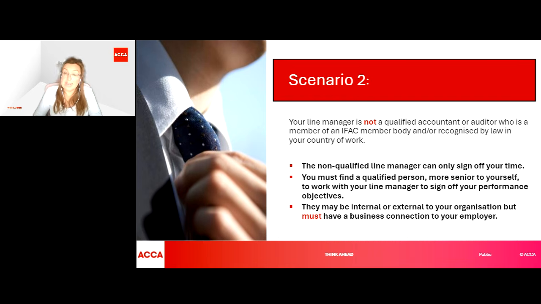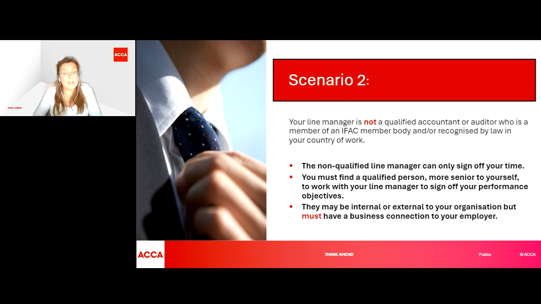If your direct line manager is not qualified, they can still sign off your time. However, they would not be able to sign off any performance objectives. To get your performance objectives signed off, you would need to find an alternative qualified person who is more senior to you to be your supervisor and to work with your line manager to sign off your performance objectives.